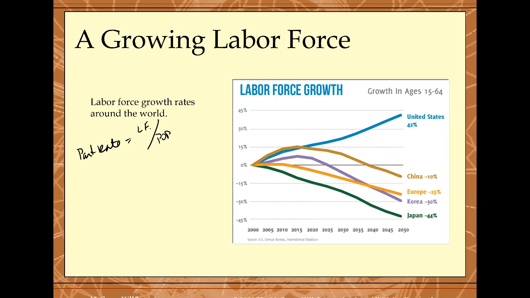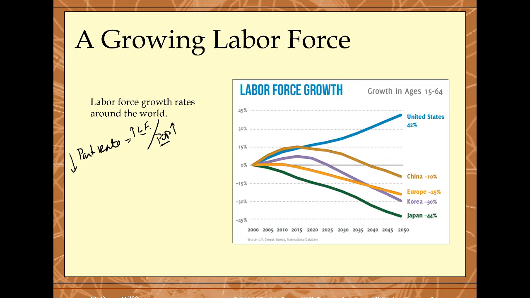Now, in theory, you could have the labor force increasing, right? And still have the participation rate fall. That's if the population grows faster than the labor force. So in other words, if this grows faster than this, you could actually have the participation rate fall. And that's exactly what's happening in the United States. The labor force is growing, but not as fast as the population. Therefore, the participation rate is falling.